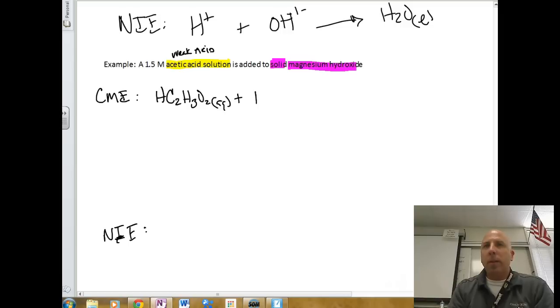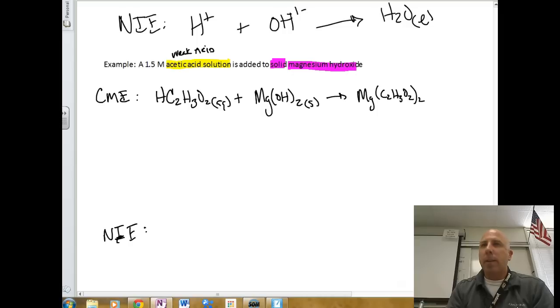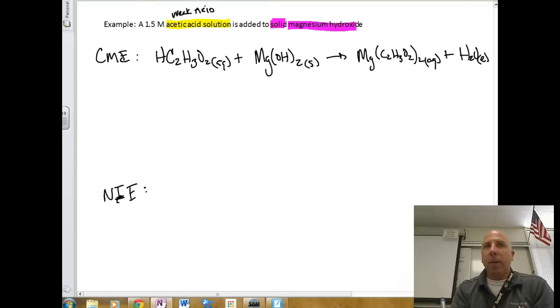Solid magnesium hydroxide, so Mg(OH)2. A double replacement neutralization reaction is occurring here. So we're going to get magnesium acetate in the aqueous form, and we are going to get water in a liquid form. Now, there's our complete molecular equation.